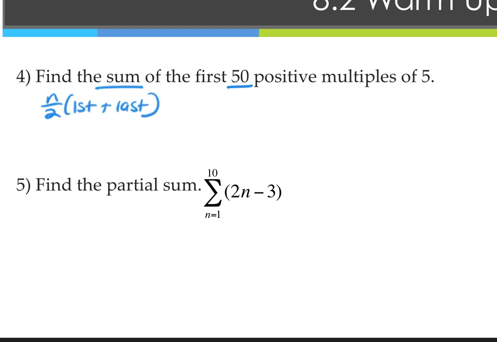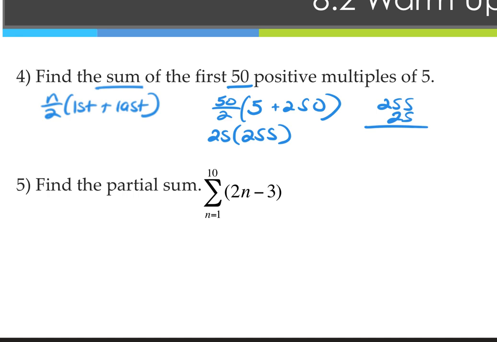The first 50 tells you n is what? 50. What's the first one? 5. So if the first one is 5 times 1, what's the 50th one? 250, or 5 times 50, okay? So 250. I don't want you to have to write out 5, 10, 15, 20 until you get to the 50th. Like, that would be a complete waste of time. So sometimes you have to understand the pattern. If the first one is 5 times 1, then the 50th one would be 5 times 50. So then I get 25 times 255. 255 times 25.